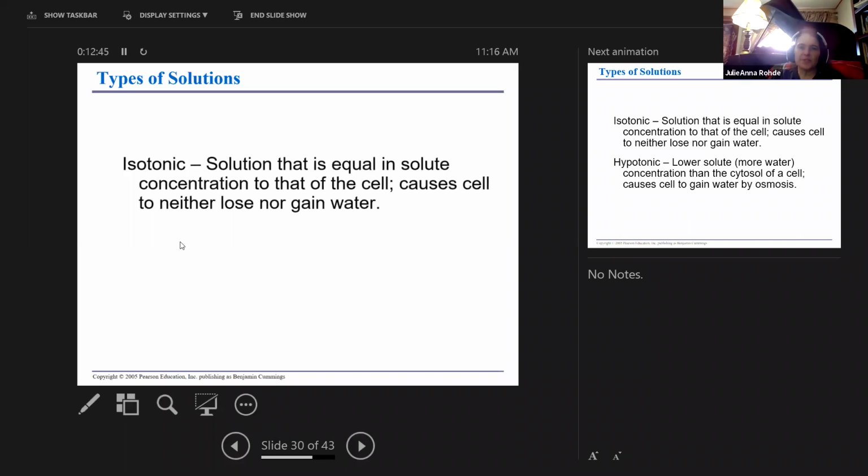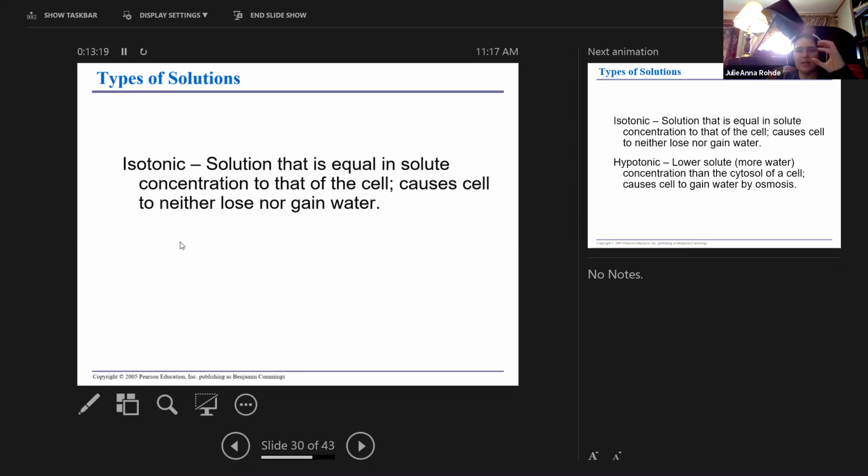So our types of solutions, there's three types of solutions you need to know. We have isotonic, which is the one we're going to start with. And iso means equal. You've seen that prefix before, probably in a geometry class, in your isosceles triangle. That's the equal triangle. Okay, equal. Iso means equal. Tonic has to do with the word tonicity, which has to do with water. So we're looking at equal water concentrations.